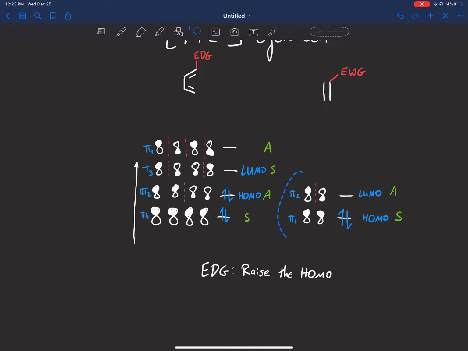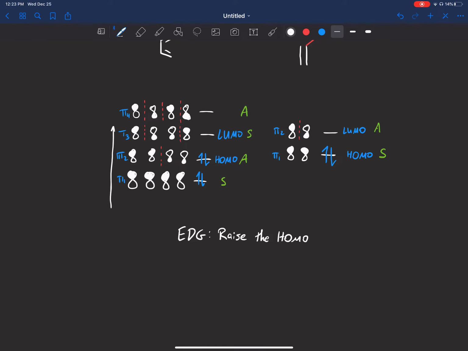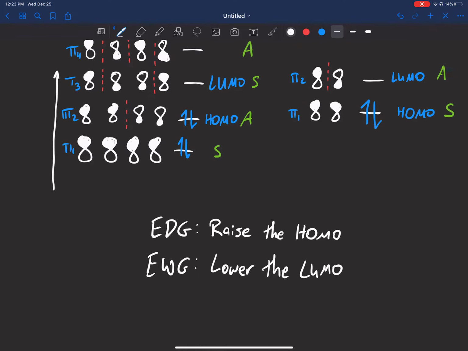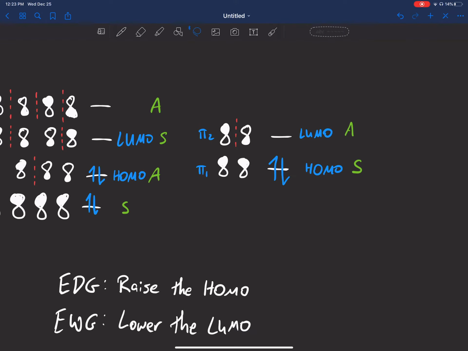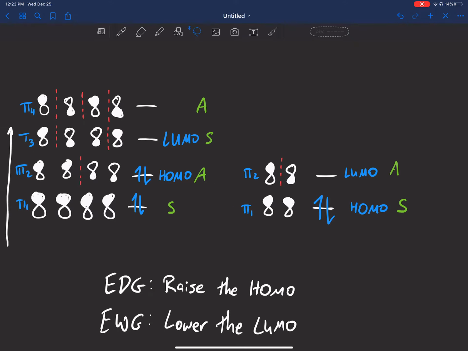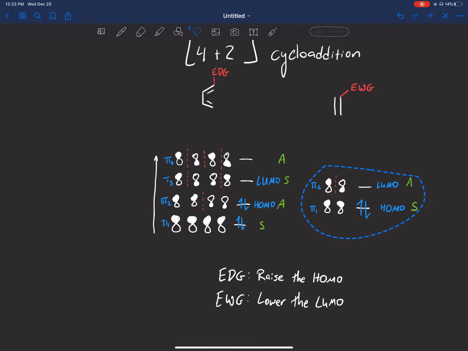All right, let me just bring this off to a higher starting position. What electron withdrawing groups do is they lower the LUMO. And like I said, they can't just lower one thing, so they're going to lower all of it. All right, something like this. So now let me bring back their starting positions. All right, let's get them back to a normal starting position.